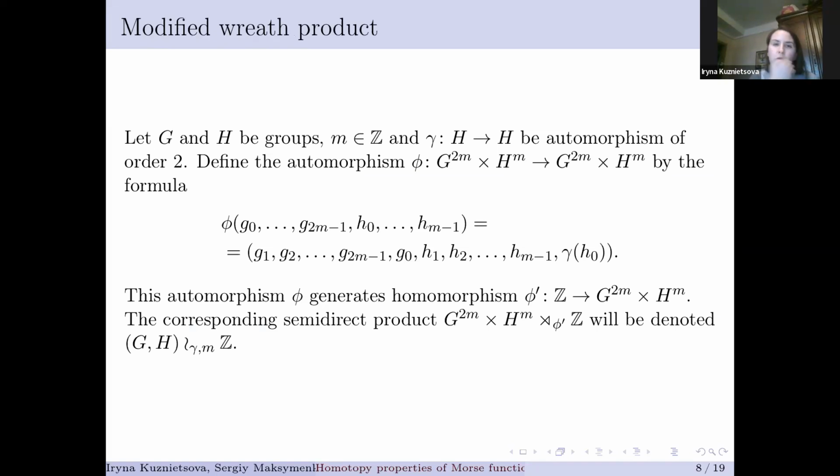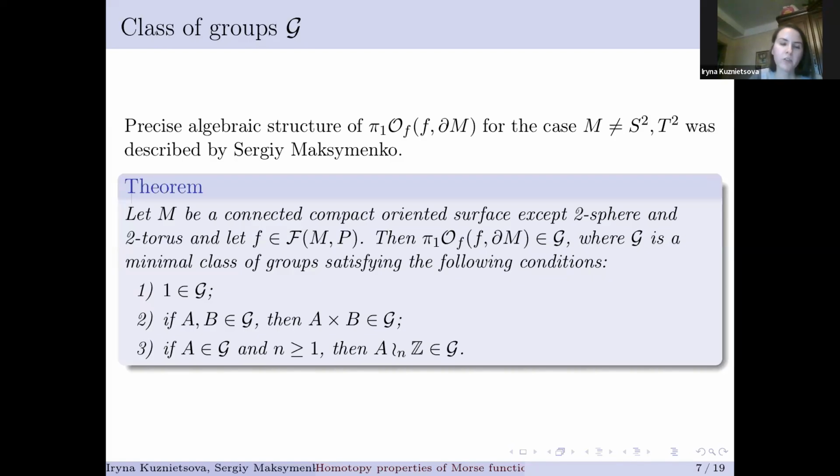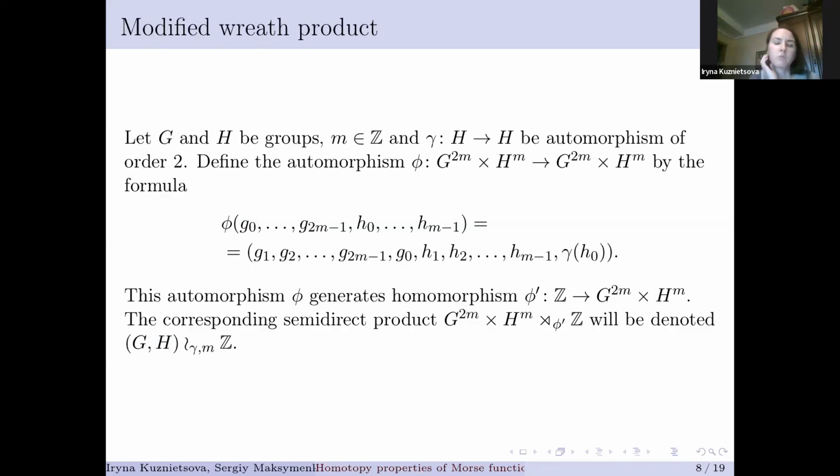So it covers situations for oriented surfaces, and the situation of the torus was considered by Bogdan Feshchenko. And now we should concentrate on what's going on on the Möbius band, which is our joint result. To explain it, I introduced the modified wreath product.